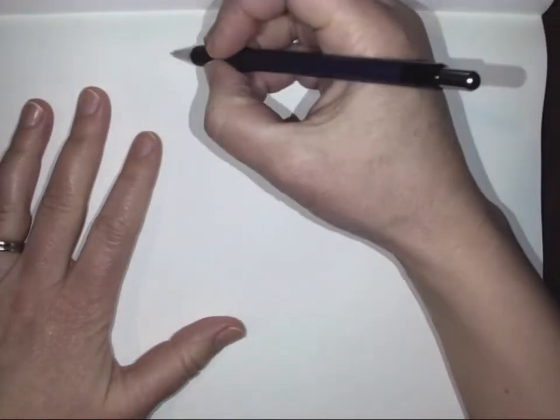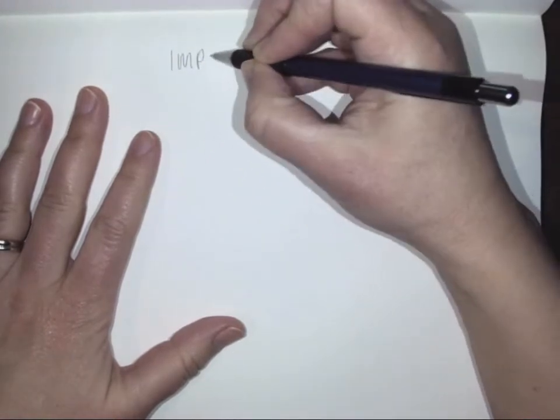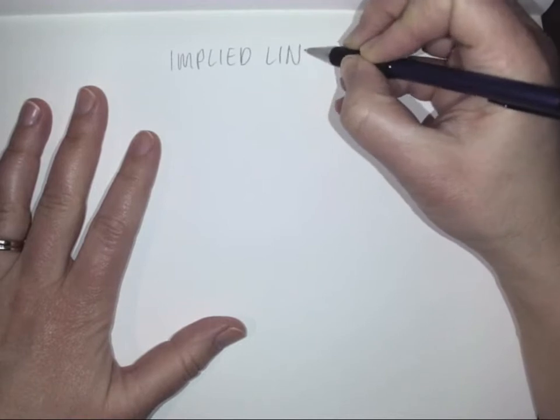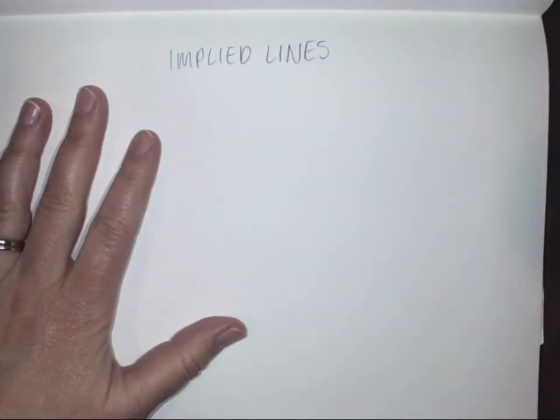So I keep getting the same type of question coming up in class. How do I shade? How do I make my stuff look real? And it's all about implied lines. So I'm going to make a little video about what are implied lines.